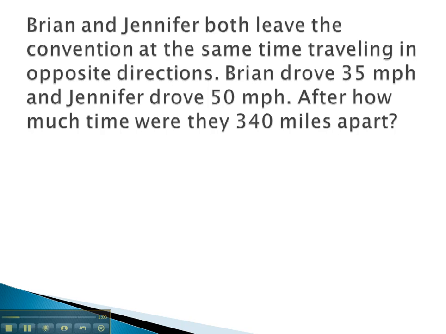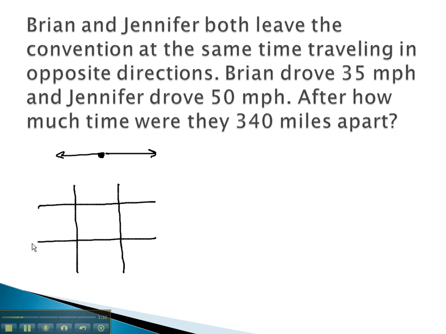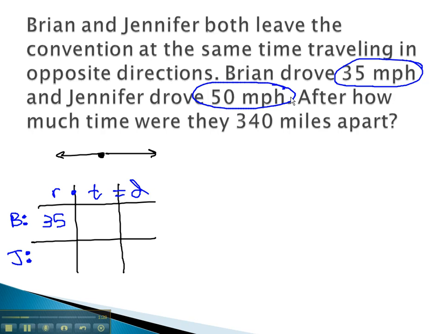In this problem, Brian and Jennifer both leave at the same time, traveling in opposite directions. Let's organize what we have in a table. Rate times time equals distance. For Brian, we're told that he drove 35 miles per hour. This is his rate. For Jennifer, we're told she drove 50 miles per hour.